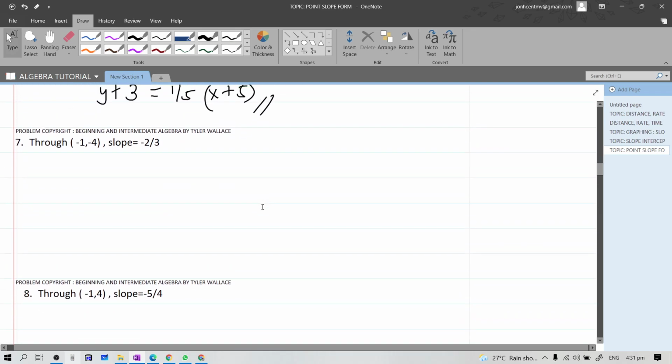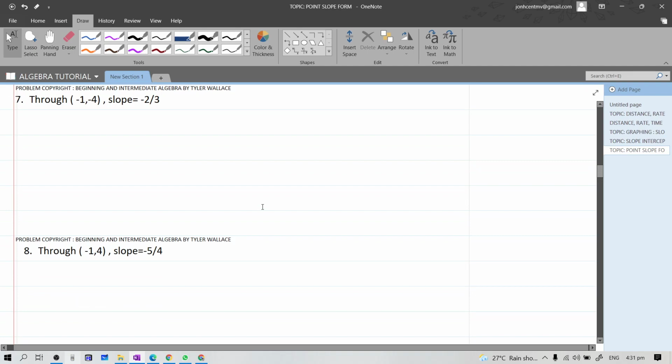Next, for the problem 7, we have through negative 1, negative 4, slope of negative 2/3.